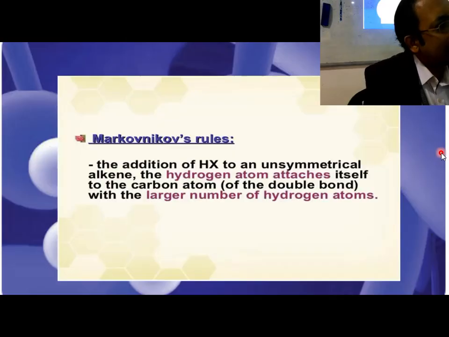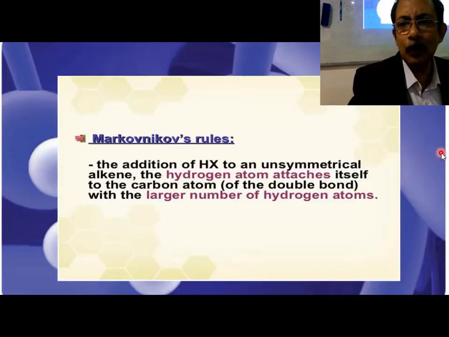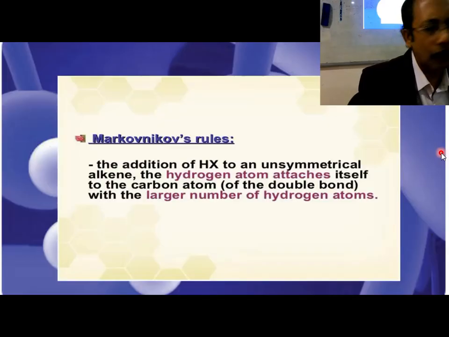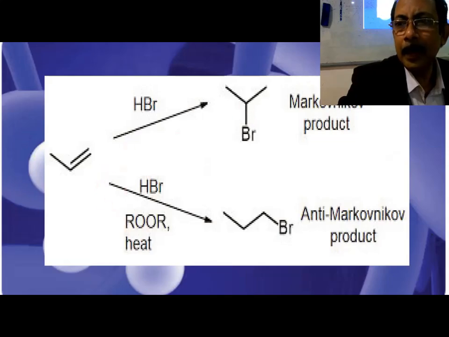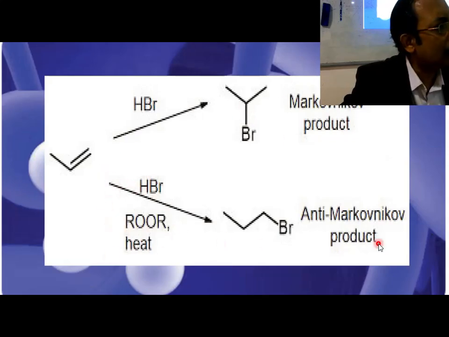On the other hand, you can get another product by another mechanism. We are getting CH3CH2CH2Br. That is called the anti-Markovnikov product. But the mechanism for both cases is different. If you go by the ionic mechanism, then you get the Markovnikov product. But if you go by the radical mechanism, then you get the anti-Markovnikov product.